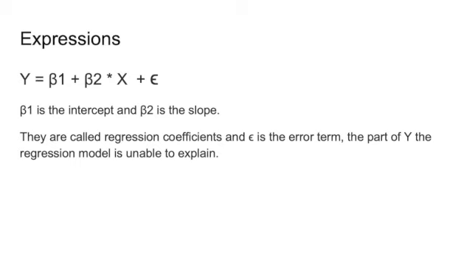Expressions. Y equals beta 1 plus beta 2 times x plus epsilon. Beta 1 is the intercept and beta 2 is the slope. They are called regression coefficients, and epsilon is the error term, the part of y that the regression model is unable to explain.